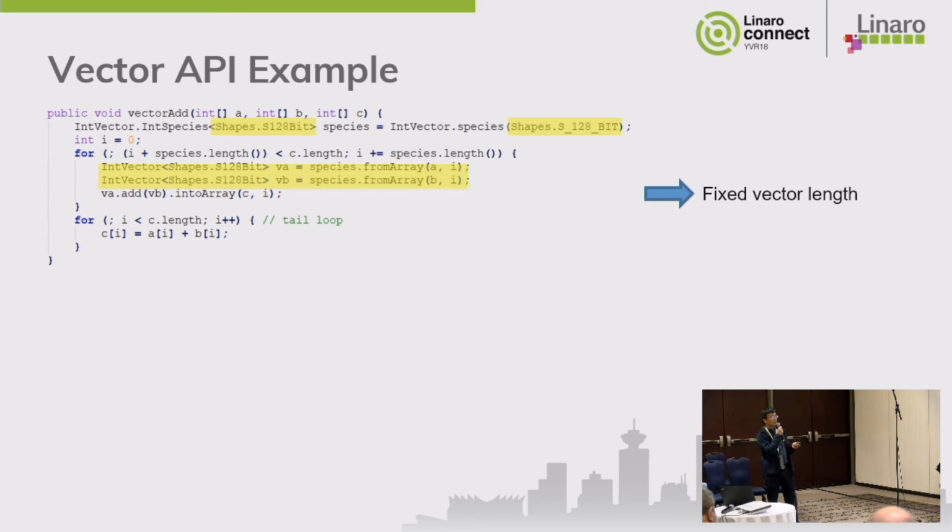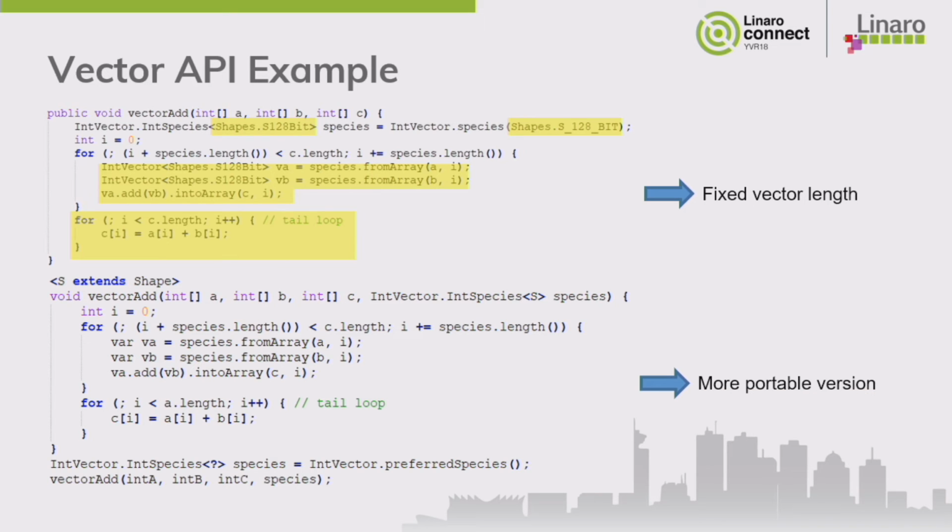Use the predefined API, and then based on the created object and the data, we will add the value, and then we will store the value back to another array. Unfortunately, we still need the tail loop because we don't know whether this array can fit the vector correctly.